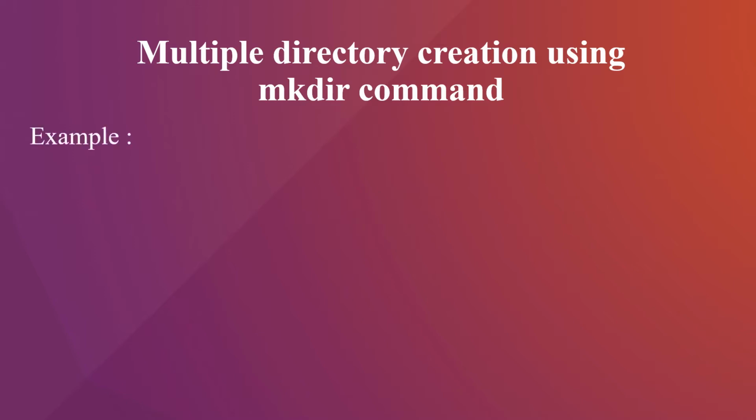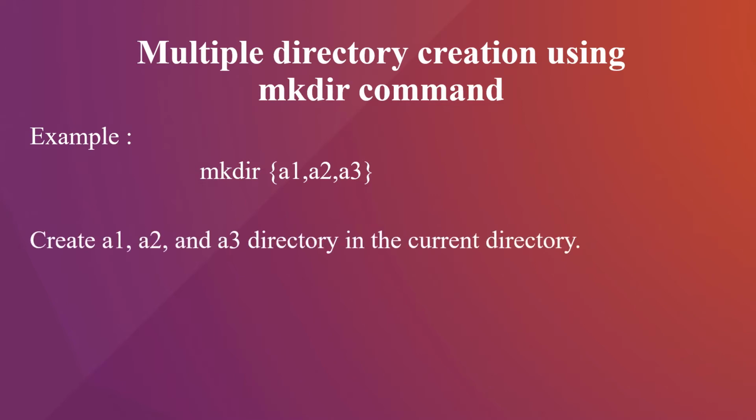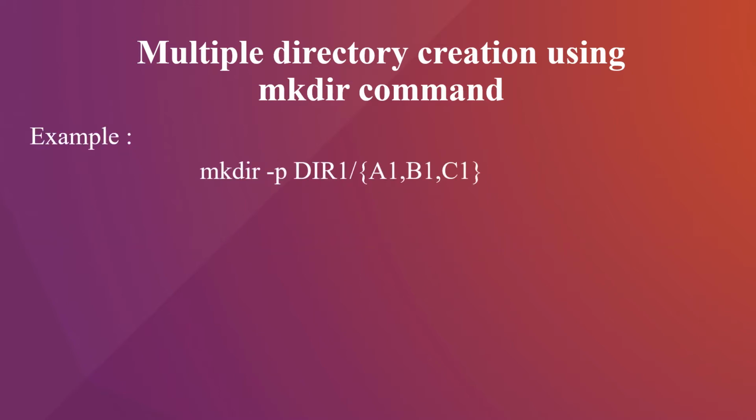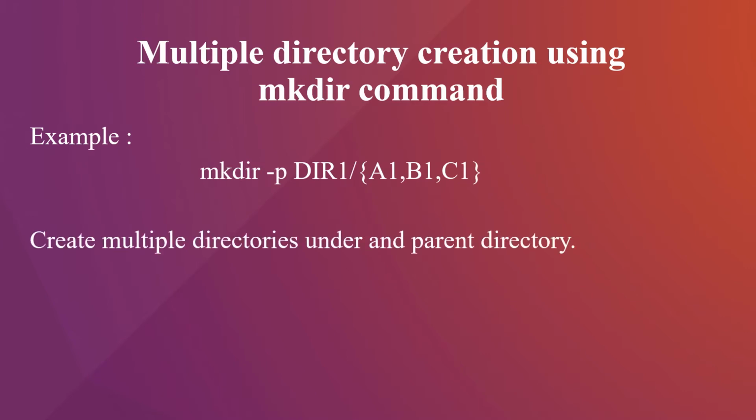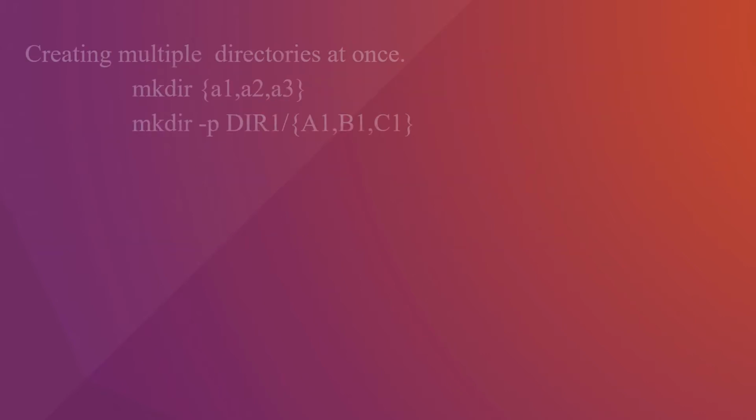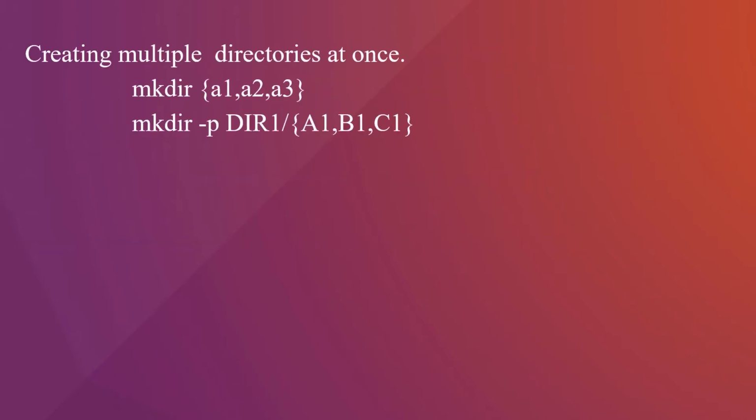For example, mkdir {a1,a2,a3}. This command will create a1, a2, and a3 directories in the current directory. We can even create these directories under a parent directory using option -p: mkdir -p dir1/{a1,b1,c1}. When we run this command, we will get these multiple directories created at once.